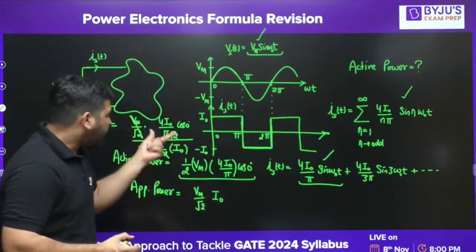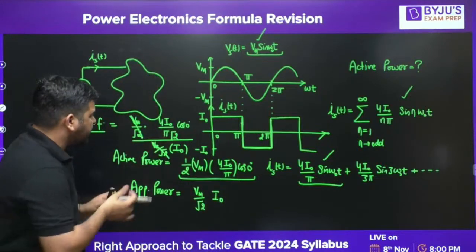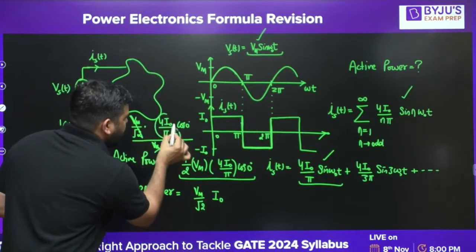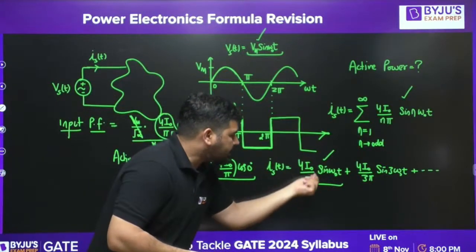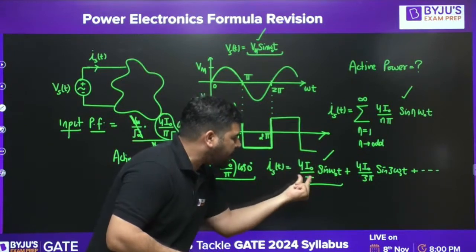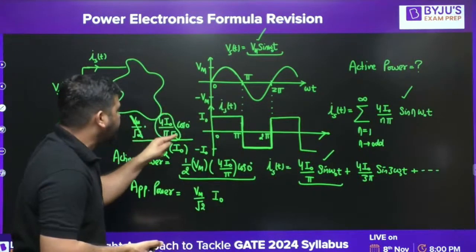But before calculating this value, try to look at this. What is this? This is the RMS value of the fundamental component of this iS(t). This is the max value of the fundamental component. If I divide by root 2, it will be the RMS value of the fundamental component.